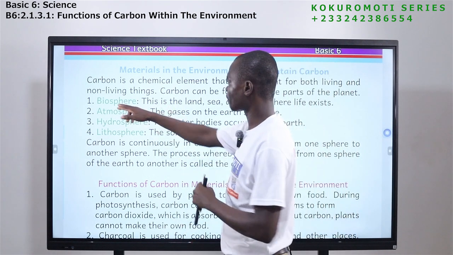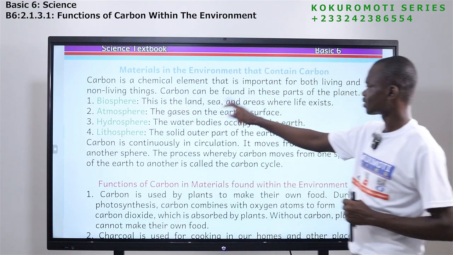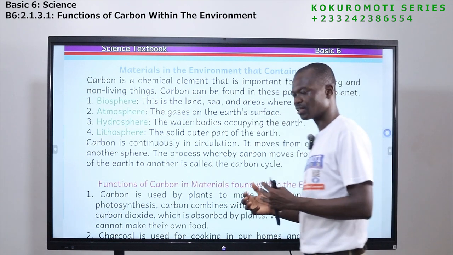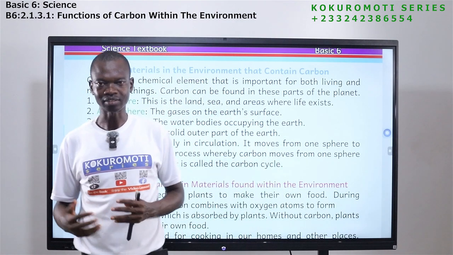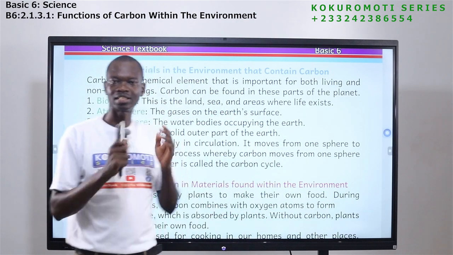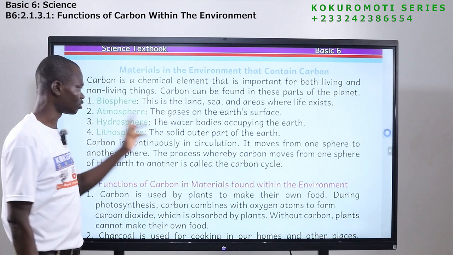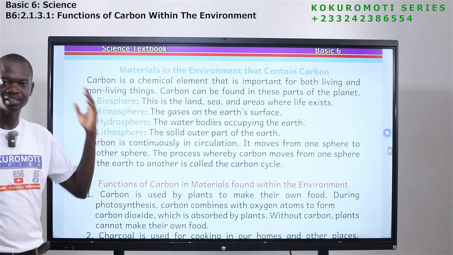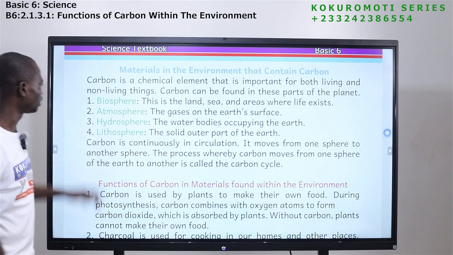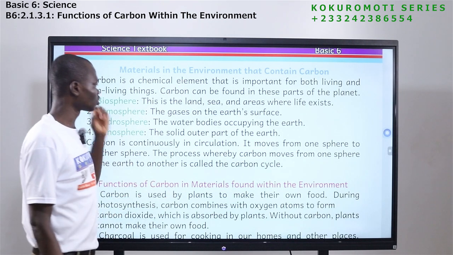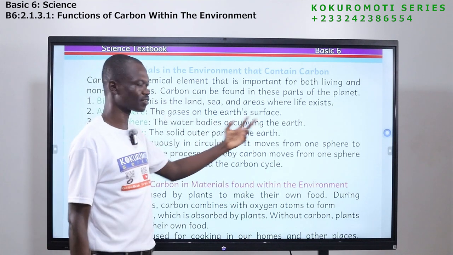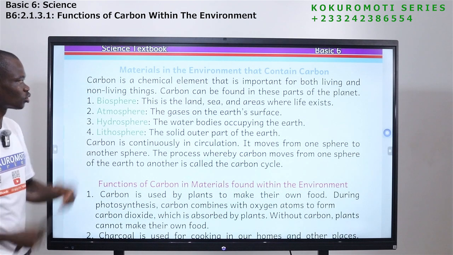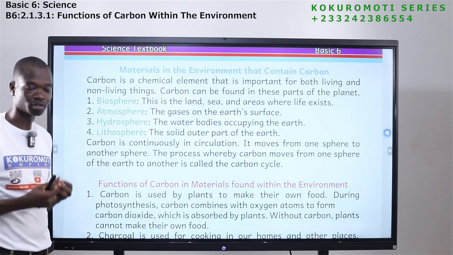The first one is the biosphere. This is the land, sea, and areas where life exists. The part of the planet where we can find life is what we call the biosphere. So the land, the sea, and other areas like the air. The next one is the atmosphere. It refers to the gases on the Earth's surface. The atmosphere also contains what? Carbon.